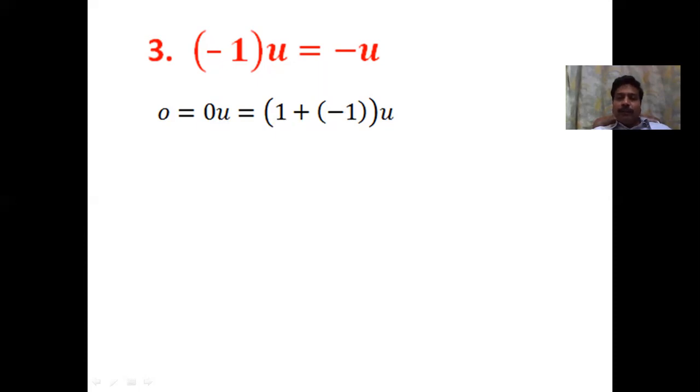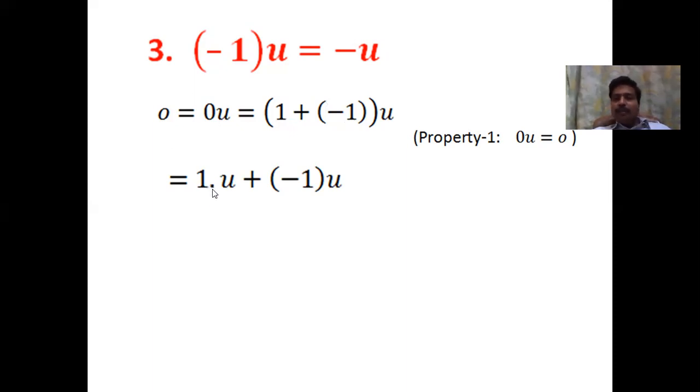So here we are taking real numbers, and we easily get 1 plus minus 1 is 0. So that is multiplied by u here. So here 0 is written as 1 plus minus 1. These two are scalars. We already have the distributive law of scalars. Using that, we get 1u plus minus 1u. You can also omit this dot; 1u also can be written. This is our equation number 8.